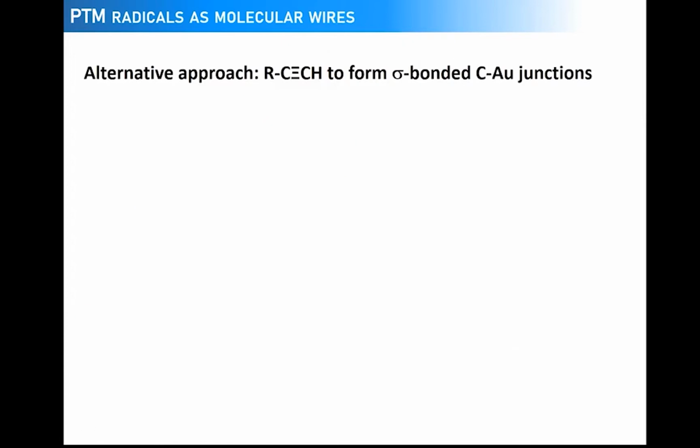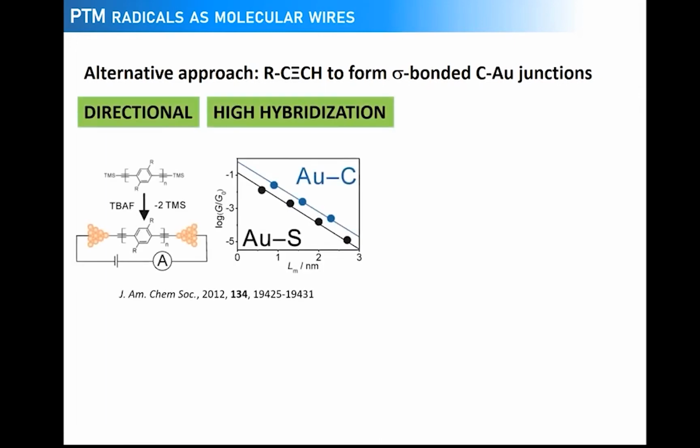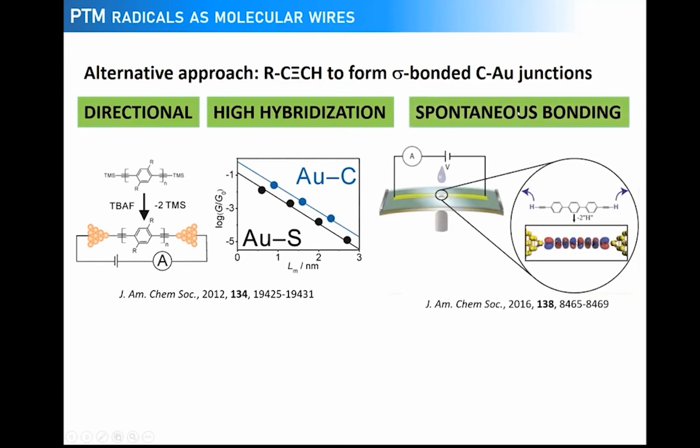So based on some works, we thought to use the terminal alkene because this can form sigma bonded carbon-gold junctions. And we decided to explore these groups because this bond is highly directional and also brings a higher hybridization with a metal. And also because it can form a spontaneous bond with gold, so there is no need of adding an extra agent, for example, a base to the protect.